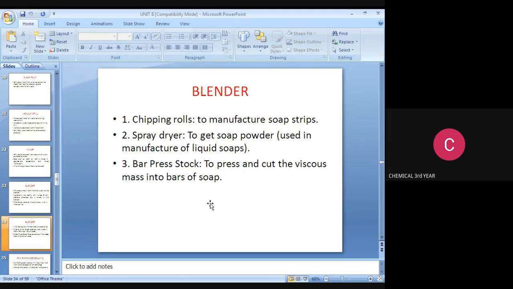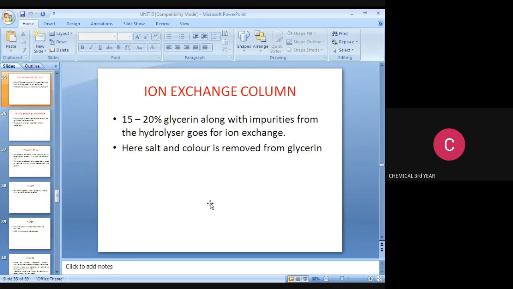Then pass to blender. In the blender, chipping rolls manufacture soap strips. What is the role of chipping rolls? To manufacture the soap strips. And then the spray dryer gets soap powder, which is used to manufacture liquid soaps. Bar press is used to press and cut the viscous mass into bars of soap.